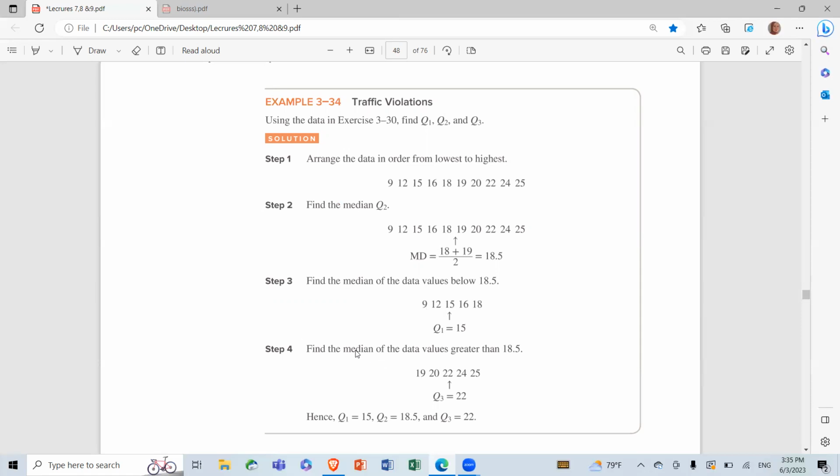Step 4, find the median of the data values greater than 18.5. Now we look at the numbers greater than 18.5, which are 19, 20, 22, 24, and 25. We take them on their own again. Who is in the middle? 22, with two numbers on the left and two numbers on the right. So we got Q1 is 15, Q2 is the median 18.5, and Q3 is 22.